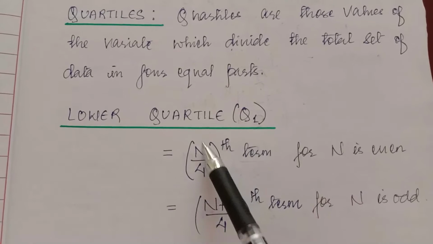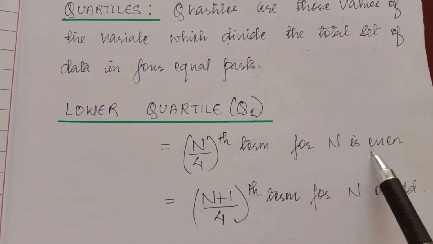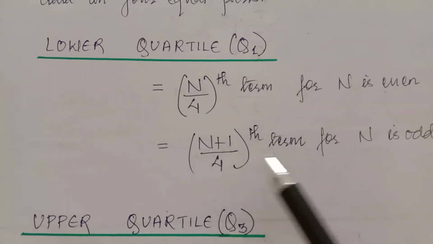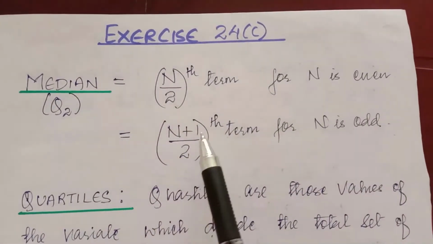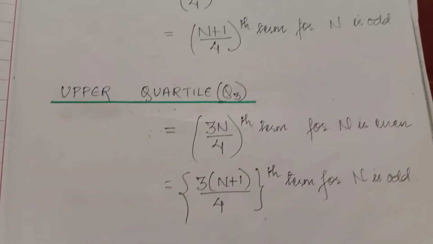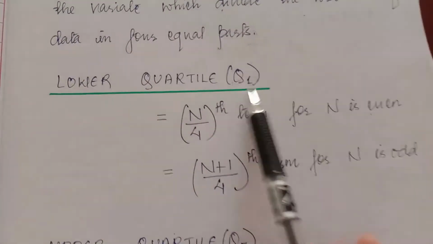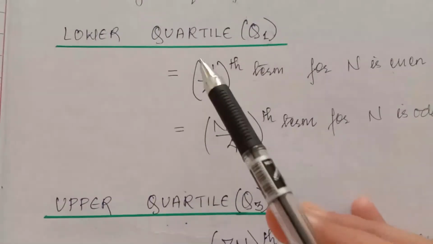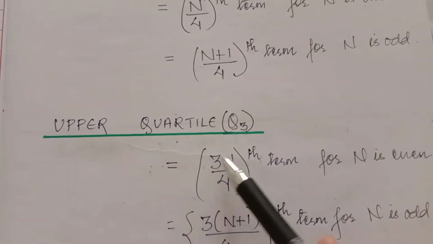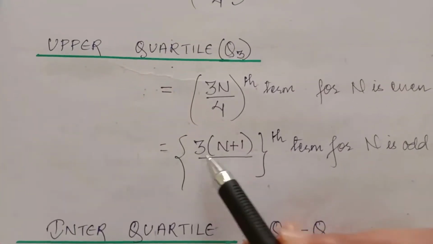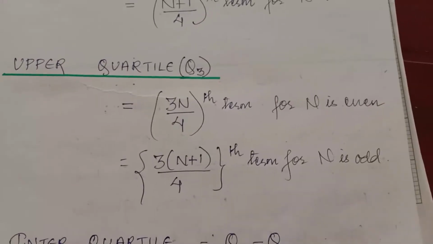Lower quartile is n by 4 th term for n even. Here for median it is n by 2, because it is the middle term, and if n is odd then (n plus 1) by 4 th term. For median it is n by 2 plus (n plus 1) by 2 th term. Now the upper quartile. Upper quartile is denoted by Q3, lower quartile is denoted by Q1. For the upper quartile you just have to multiply by 3: 3n by 4 here, and here 3 times (n plus 1) by 4 th term for n odd.